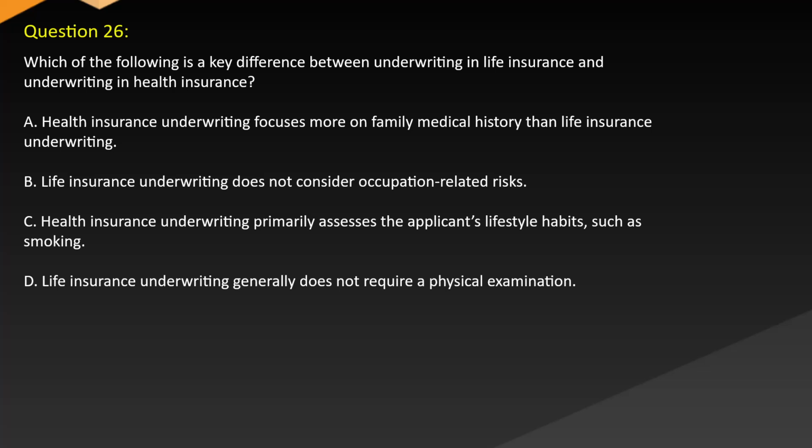Question 26. Which of the following is a key difference between underwriting in life insurance and underwriting in health insurance? A. Health insurance underwriting focuses more on family medical history than life insurance underwriting. B. Life insurance underwriting does not consider occupation-related risks. C. Health insurance underwriting primarily assesses the applicant's lifestyle habits, such as smoking. D. Life insurance underwriting generally does not require physical examination.